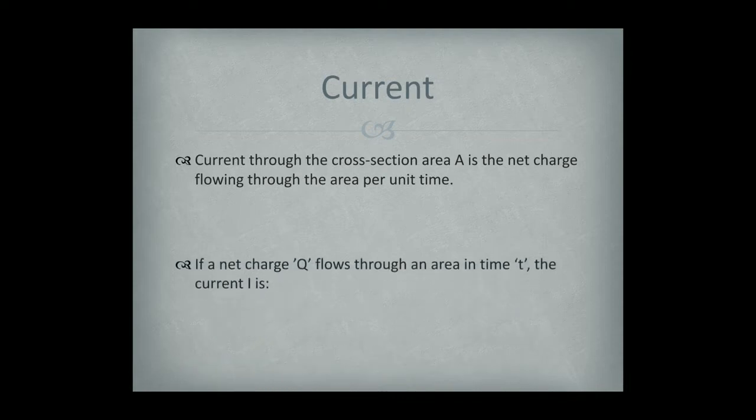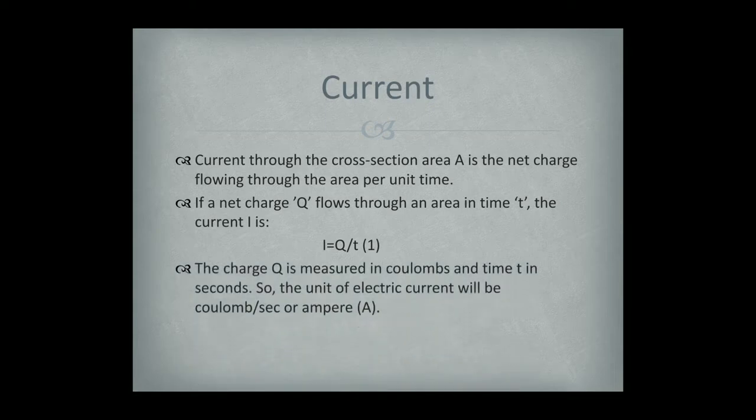Current through the cross-section area A is the net charge flowing through the area per unit time. If a net charge Q flows through an area of conductor in time t, the current I is given by equation 1, that is I is equal to Q over t. It means equation number 1 is giving you a mathematical definition of electric current. It means the rate of flow of charge is known as electric current.